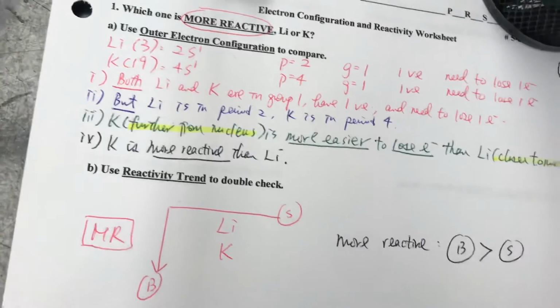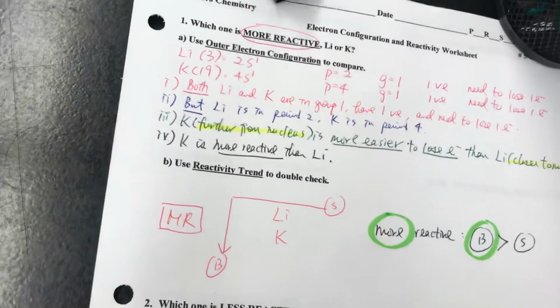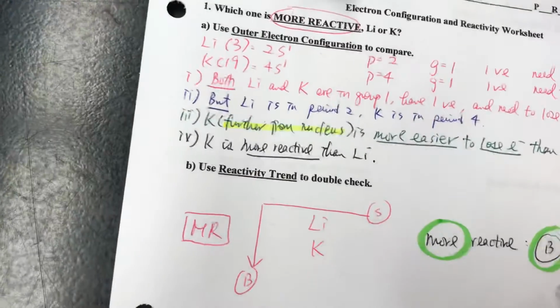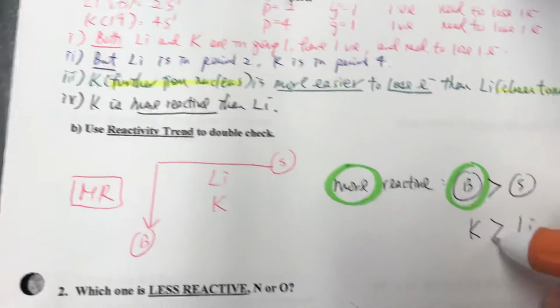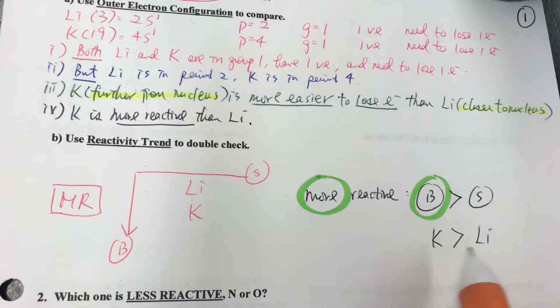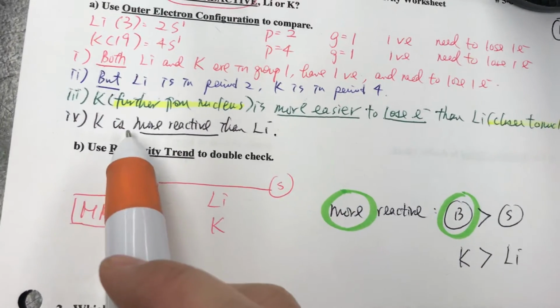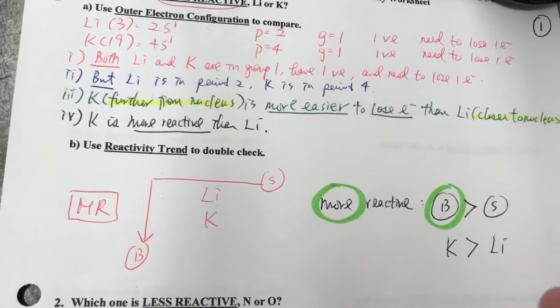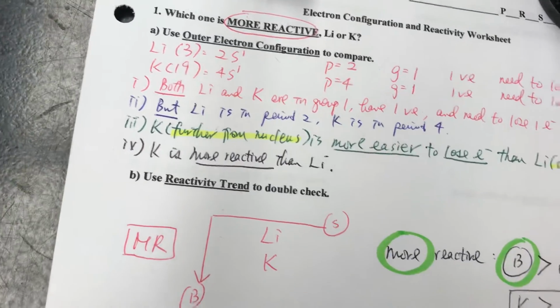Okay, I'm going to circle this. More, that means I'm going to use the bigger one first. Okay, now we can double check. Which element is near the big side? Oh, near the big side is K. And then the Li is near the small side. And then we follow through the mouth. Now this is actually reading K is bigger than Li, or K is more reactive than Li, which matches with here. K is more reactive than Li. So then you know that your answer is matching, your choice is correct.